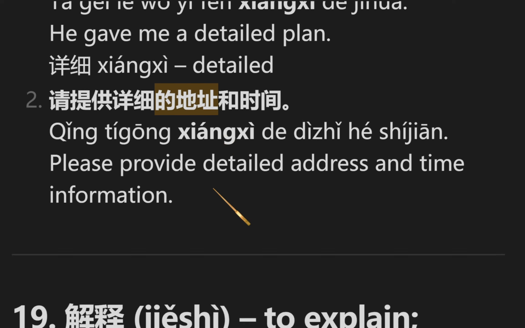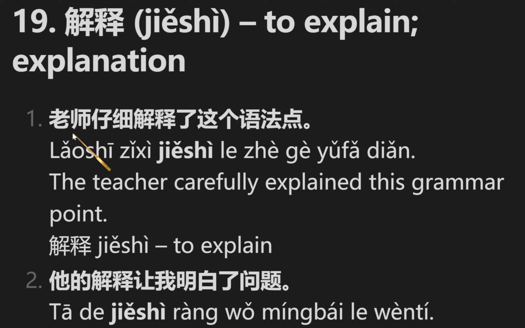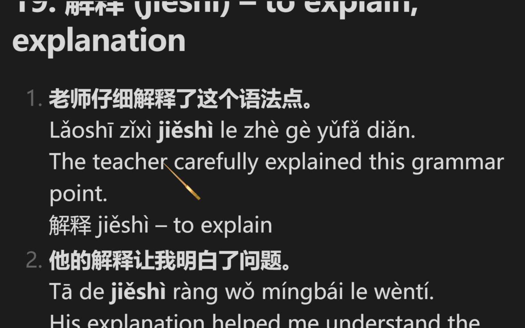But here we use it with an adverb, we use it with a verb, right? Adverb with a verb. 老师仔细解释了这个语法点, explained this grammar point, as you can see, third. So when you use this one, it is second. 语法点, it's a grammar point. The end is a point. 语法, we already know it's grammar. So the teacher carefully explains this grammar point.